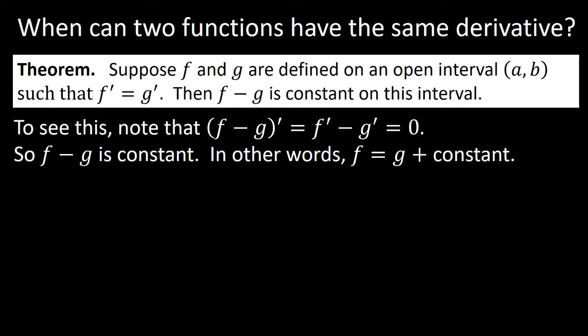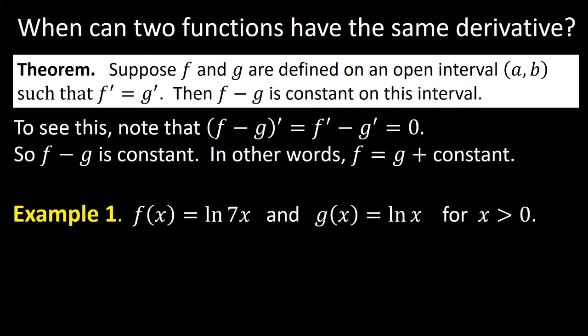It's just making use of the mean value theorem, and it's, again, a surprisingly useful way to check how many functions can have the same derivative. So here is a good example of what we're talking about. Take f of x to be natural log of 7x. g of x is just natural log of x. These are both defined for x greater than 0. By the way, x greater than 0 is an open interval. It's an infinite open interval.